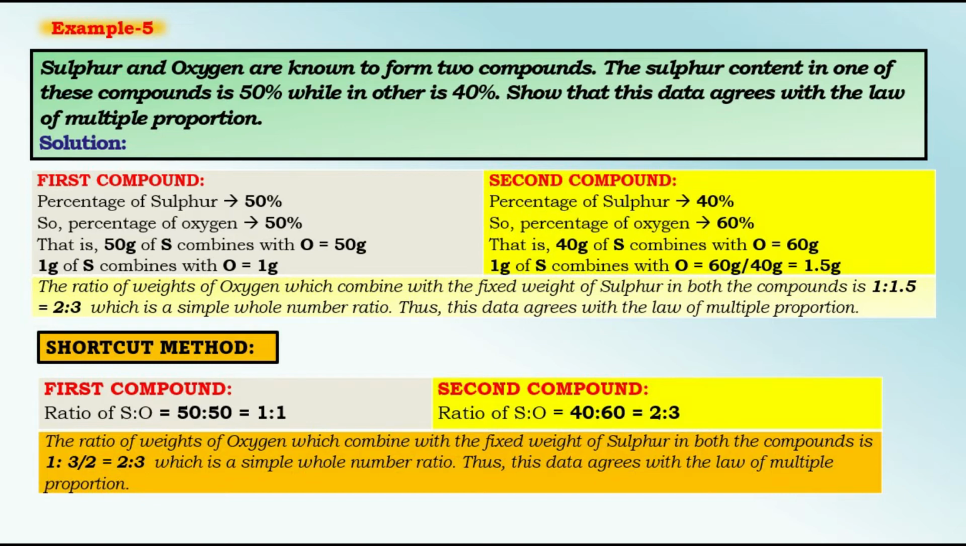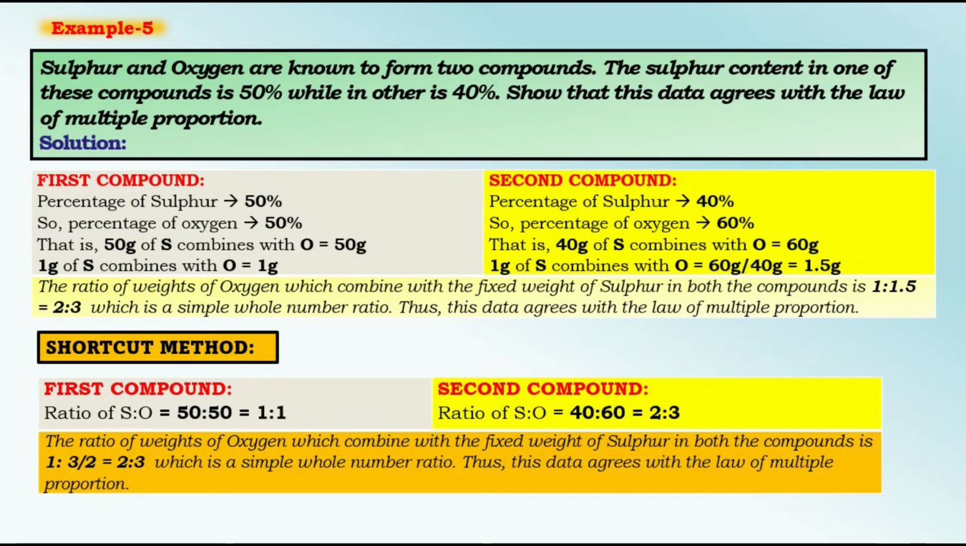Now shortcut method. In the very first compound, we take the ratio of sulfur is to oxygen, that is 50:50, that is 1:1. In the second compound, the ratio of sulfur is to oxygen is equal to 4:6, that is equal to 2:3. The ratio of weights of oxygen which combined with the fixed weight of sulfur in both the compounds is 2:3, which bears a simple whole number ratio.